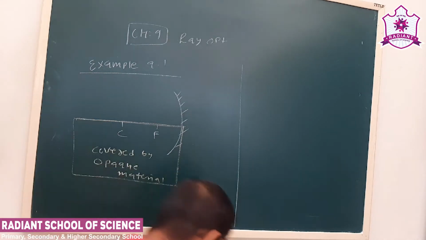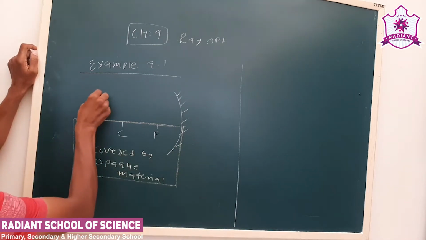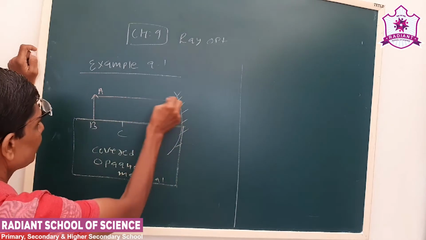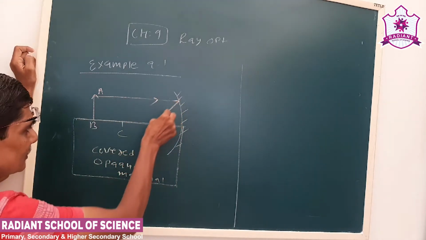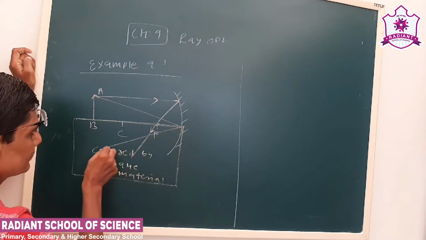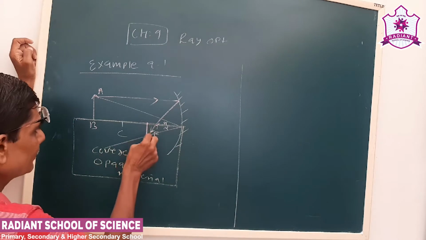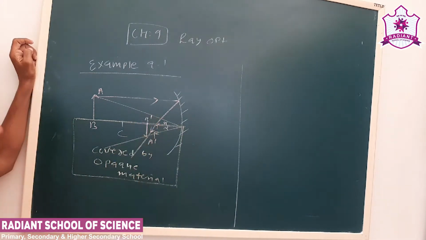Okay, now again see how to form the image. Let us say this AB is a linear object. First ray parallel to the principal axis. After reflection it will pass through F. Okay, and if I take this ray, angle of incidence and angle of reflection are the same. So our image A dash B dash is the image formed.